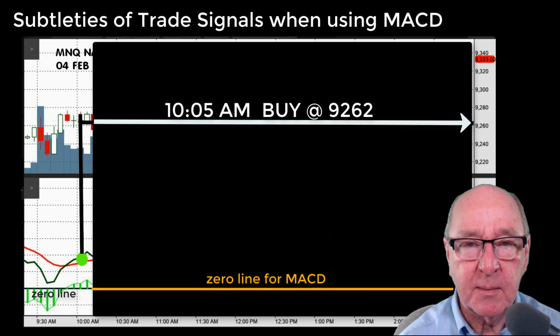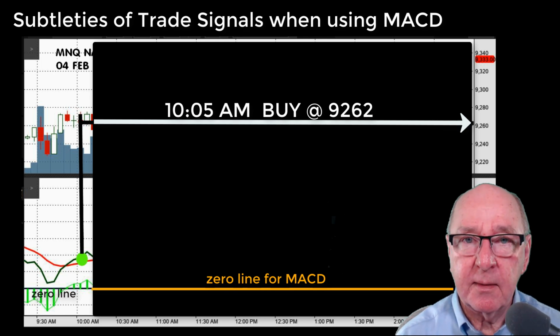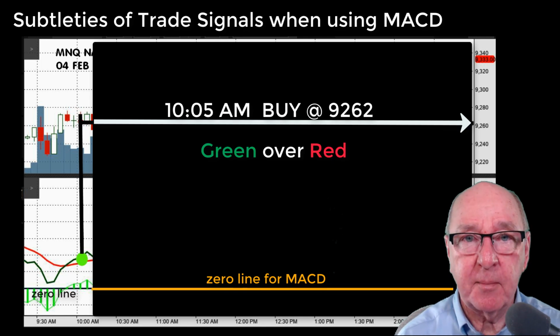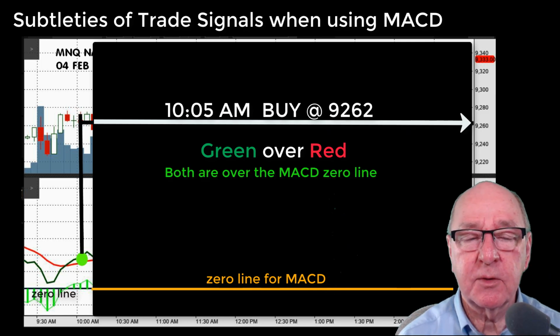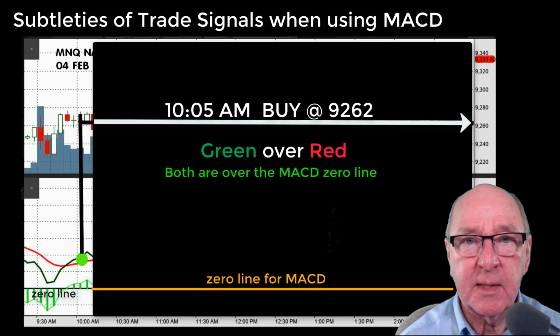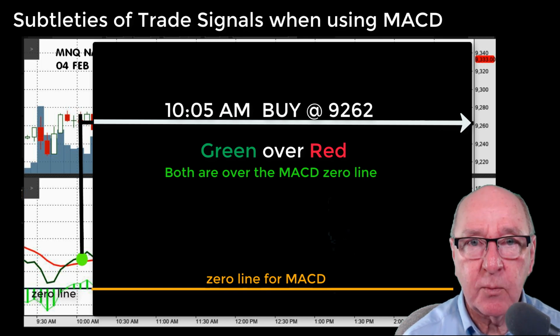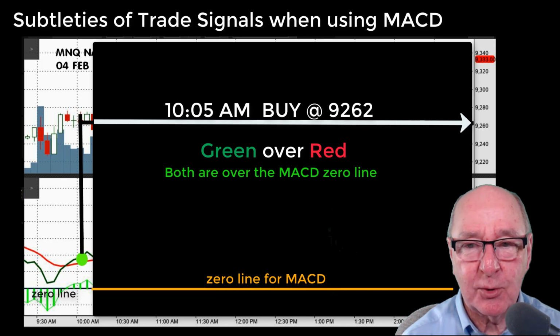You have the MACD lines. Remember our conditions to go into a buy. The rule of thumb, the guideline, there are always exceptions, but that is that the green line be over the red line and that both of those lines be above the zero line on the MACD scale below. And what happens is this triggers a buy signal at about 10:05 a.m. to buy this NASDAQ100 Micro Emini at a price of $92.62.